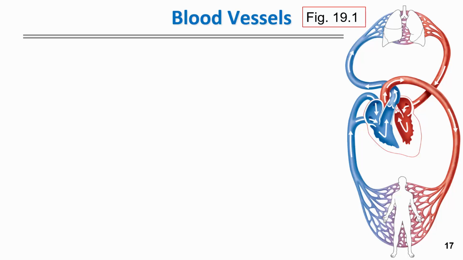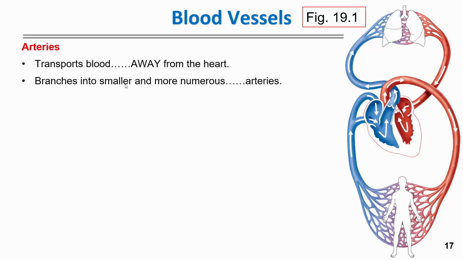In this lecture, we're going to take a look at the structure of blood vessels, and there are three basic types of blood vessels of the vasculature, or of the circulatory portion of the cardiovascular system. The first one are arteries, and that's what's illustrated here on the right hand side, these red colored vessels, and these are vessels that transport blood away from the heart.